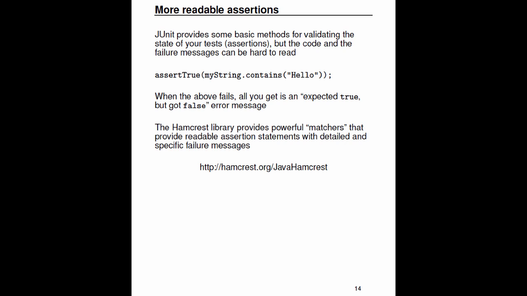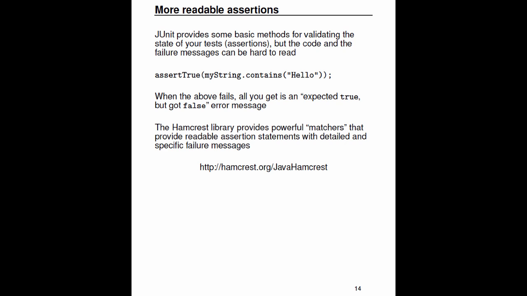So JUnit's awesome, and JUnit has just really helped advance the cause of unit testing. But over time, people found that the code and sometimes the failure messages can be kind of hard to read. So, for instance, let's say that you have some operation that returns a string, and you want to assert that the string contains some other string. So it's like my string contains hello. The contains method on a string returns a Boolean, and so you use assert true. Well, in the case in which this assertion fails, what do you get? You get a failure message that says, well, I expected it to be true, but it got false. Well, that doesn't really help you with debugging, because you can't see what the value of my string was and what it was supposed to contain.